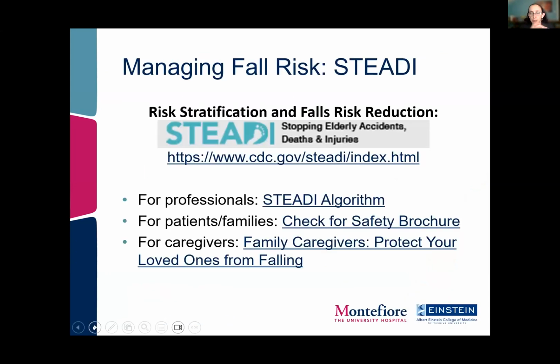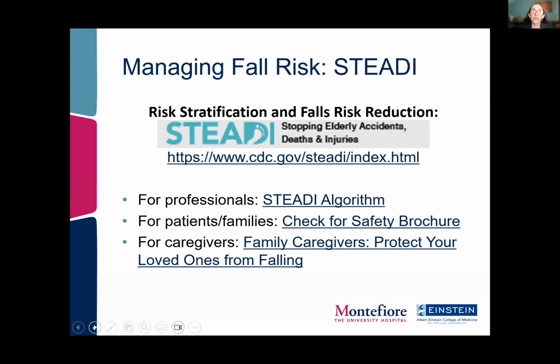And of course, I want to just mention the STEADY initiative from the CDC, Stopping Elderly Accidents, Deaths, and Injuries. This toolkit I really like, and of course, I'm really not a falls expert. That's not my one area, but there's all kinds of tools and strategies and interventions out there. I like the STEADY toolkit. And if you haven't gone to the CDC website and explored this, I would encourage you to.